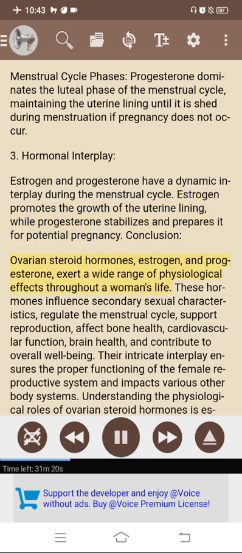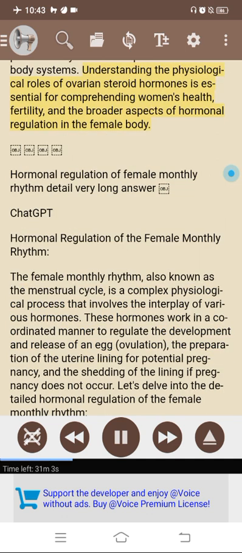Conclusion. Ovarian steroid hormones, estrogen and progesterone, exert a wide range of physiological effects throughout a woman's life. These hormones influence secondary sexual characteristics, regulate the menstrual cycle, support reproduction, affect bone health, cardiovascular function, brain health, and contribute to overall well-being. Their intricate interplay ensures the proper functioning of the female reproductive system and impacts various other body systems. Understanding the physiological roles of ovarian steroid hormones is essential for comprehending women's health, fertility, and the broader aspects of hormonal regulation in the female body.